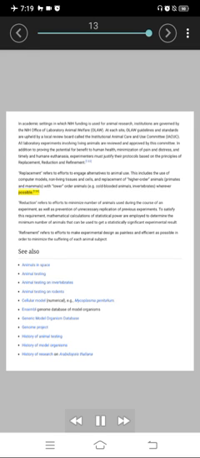Reduction refers to efforts to minimize the number of animals used during the course of an experiment, as well as prevention of unnecessary replication of previous experiments. To satisfy this requirement, mathematical calculations of statistical power are employed to determine the minimum number of animals that can be used to get a statistically significant experimental result. Refinement refers to efforts to make experimental design as painless and efficient as possible in order to minimize the suffering of each animal subject. See also: animals in space, animal testing on invertebrates.